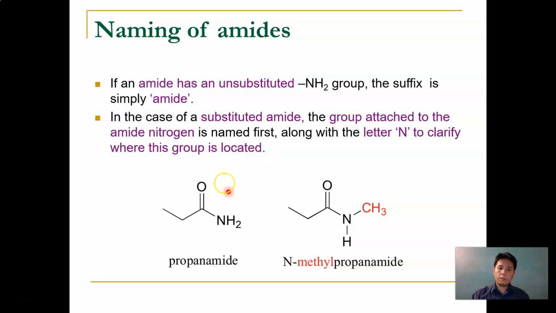Okay, so if an amide is unsubstituted, the suffix is simply amide. So like this one is a propanamide, straightforward. But if the amide is substituted, you have to name the substituent group. So this one is N-methylpropanamide, and you notice here there's an N, right? Because for carbon you can use a number, but nitrogen is not a carbon, so you don't use a number. So the N here shows that the methyl group is attached to the nitrogen of the amide, so that's why it's N.